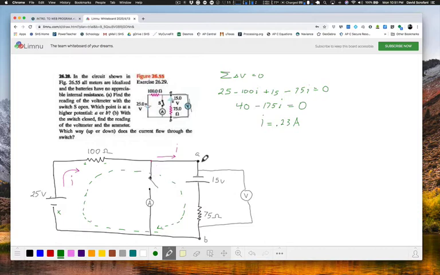0.23 amps, and in a clockwise fashion. It did not come out negative. Why would it, right? Of course, that's the direction of the current in this circuit. Both batteries are pointing in such a way that it can't be anything but that. So conventional current flows clockwise around the circuit, and there you go.